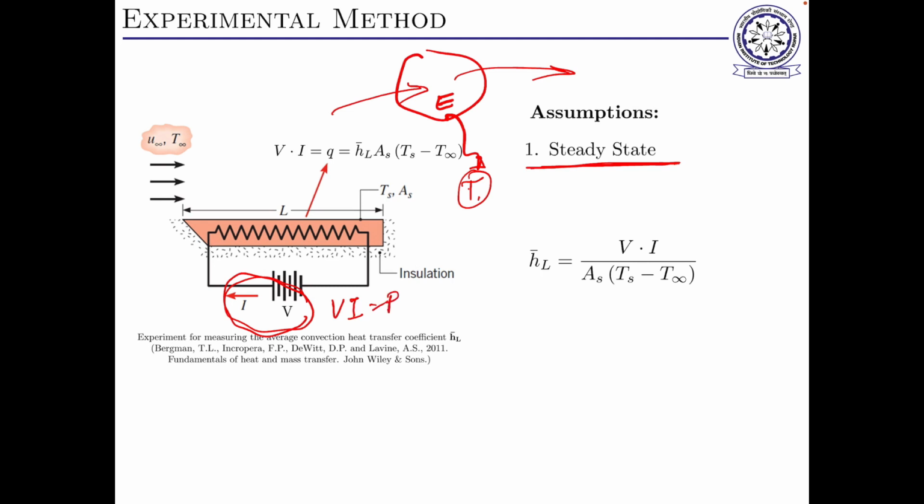Then fluid is moving outside in some way. So we can equate these two things: the power that is coming in is going outside, and using this equivalence we can find the convective heat transfer coefficient for natural convection also.